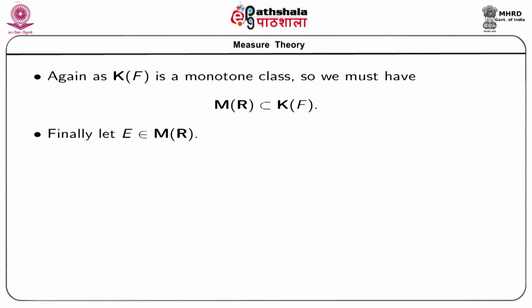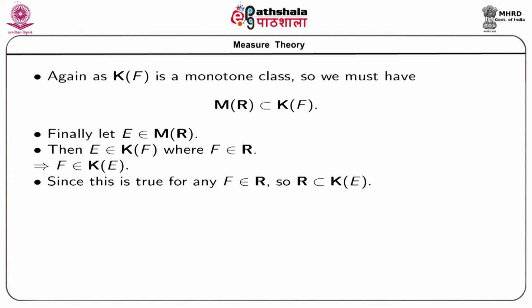Finally, we take E from the class MR. Now, see that E belongs to K_F where F belongs to R, and we have already seen that E belongs to K_F is equivalent to saying that F belongs to K_E. So, we have F belongs to K_E. Here E belongs to MR and F is a member of R. So, again by the same logic, since the above relation is true for any member of R, R is contained in K_E. And we have already seen that K_E is a monotone class and MR is the smallest monotone class containing R. So, by the same reasoning we have MR subset of K_E.